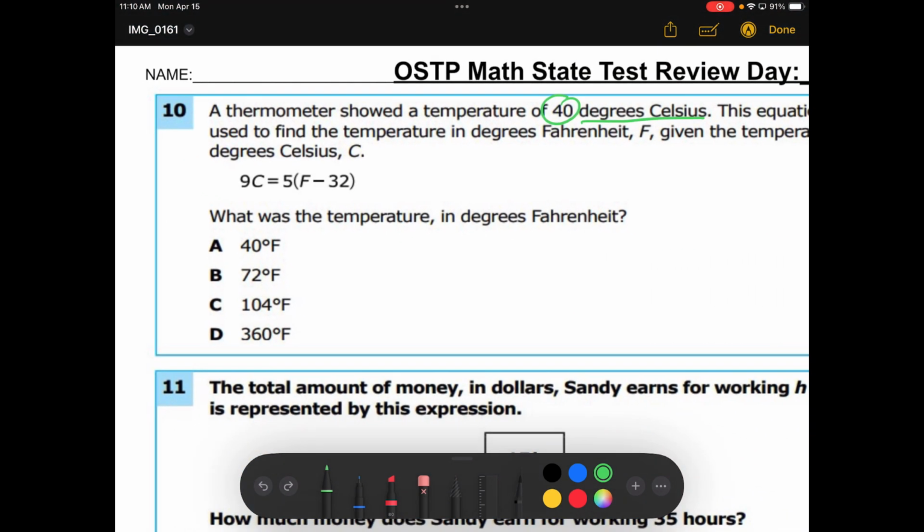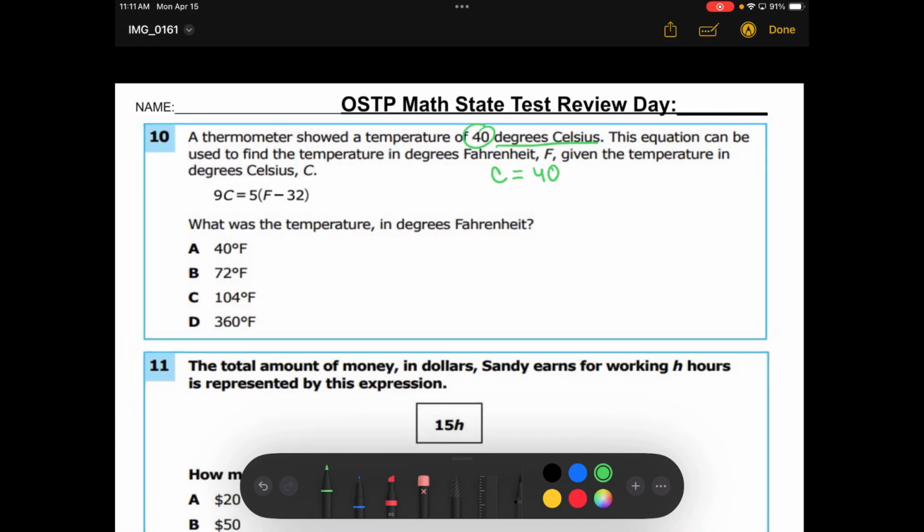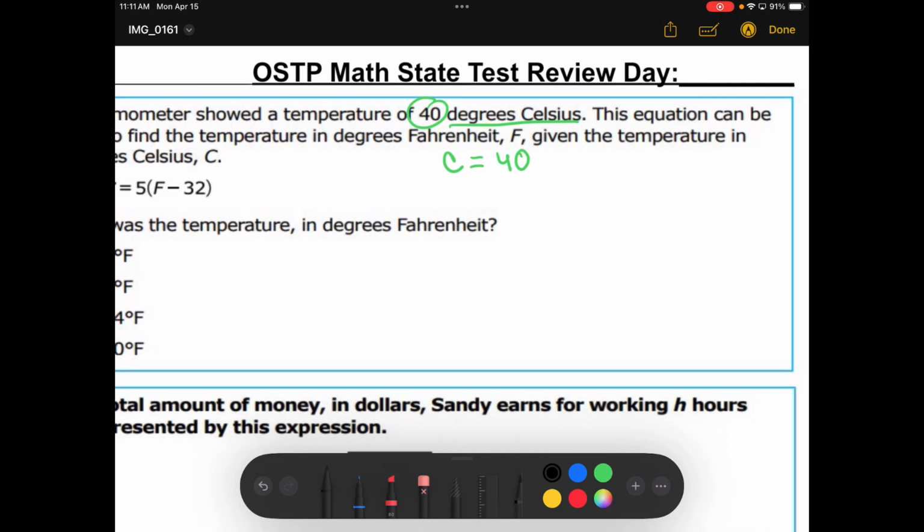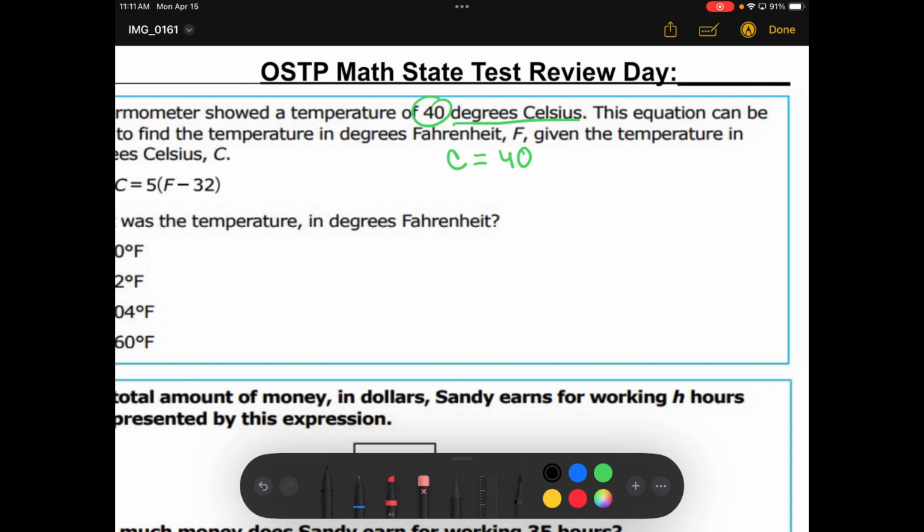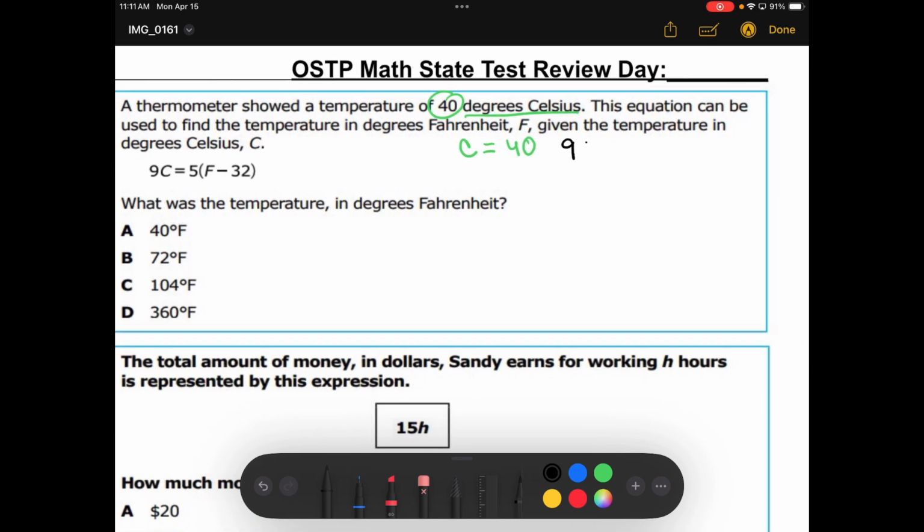So, what they are giving you is Celsius equals 40. That's C. C equals 40. With the formula, or the equation, 9C equals 5 times F minus 32. We are given C. What do you think they want us to do with that value for C? What do they want us to do?